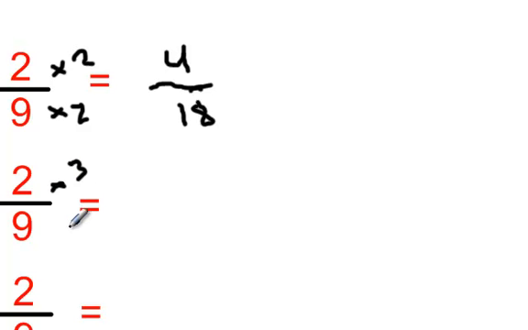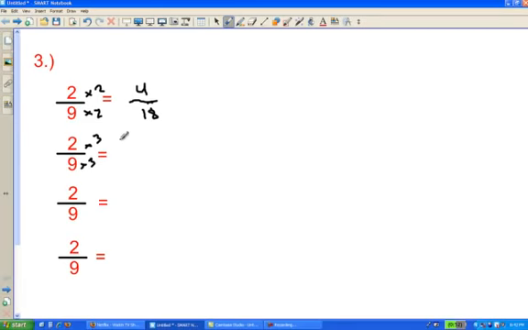As long as I multiply by the same on top and the bottom, I get equivalent fractions. So 2 times 3 is 6. 9 times 3 is 27. Alright, I have 2 over 9 again. This time, I'm going to do something different.